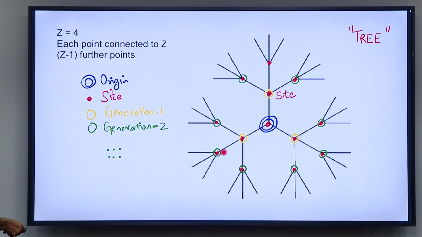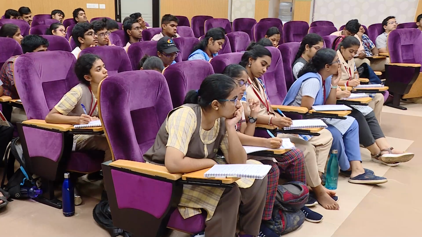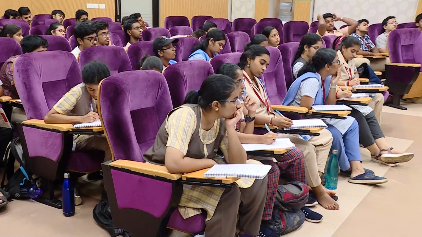Z is 4, so 3 Z minus 1, 3 neighbors in the next generation. Is it clear? Then for the next one, the previously connected ones have to make connections. So it's F into Z minus 1 again into F into Z minus 1. Because if it's not even connected in the first step, it can't form a cluster.